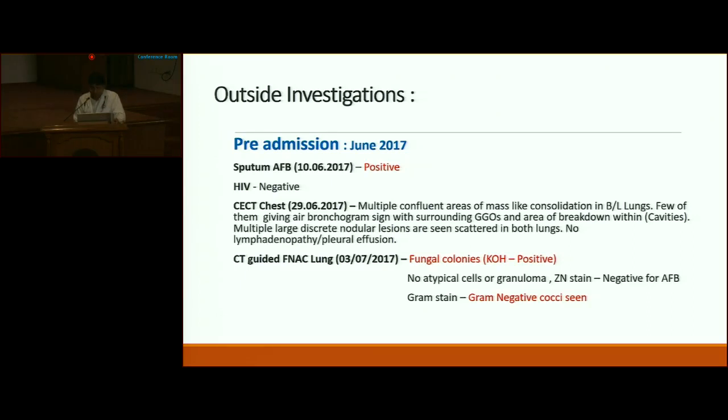Later they did the CT-guided FNAC that shows KOH positive fungal colonies, even though they have not mentioned anything about the morphology of the fungus. No atypical cells or granuloma was seen. ZN stain was negative for AFB. Gram stain showed gram-negative cocci.